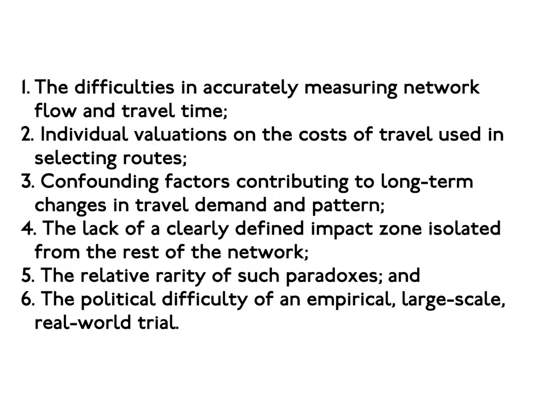To date, we have found no convincing studies that empirically demonstrate the Braess paradox on real, large-scale networks. This may be due to, first, the difficulties in accurately measuring network flow and travel time, second, individual valuations on the costs of travel used in selecting routes, third, confounding factors contributing to long-term changes in travel demand and pattern, fourth, the lack of clearly defined impact zone isolated from the rest of the network, fifth, the relative rarity of such paradoxes, and sixth, the political difficulty of an empirical large-scale real-world trial. However, while absence of evidence is not evidence of absence, it is suggestive.